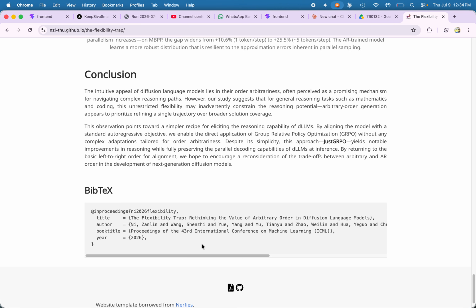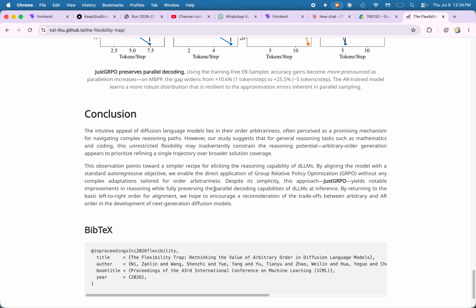So yeah, we come to the conclusion. What they are saying, you can read through that as well. I will share the link in the comments. The intuition appeal: basically, they summarize the things here. You can read through it separately.